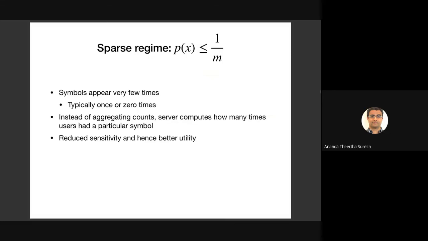In the sparse regime, our main observation is that symbols appear either 0 or 1 times most of the time. So instead of aggregating the counts like we did for the Laplace or Gaussian mechanism, we propose to count how many users have a particular symbol or not, and sum up the number of users who have, whether they have a symbol or not. We show that this reduces the sensitivity, and hence the algorithm has better utility.